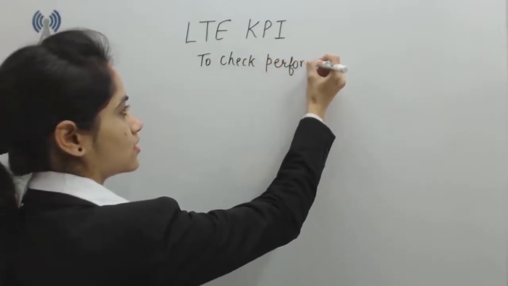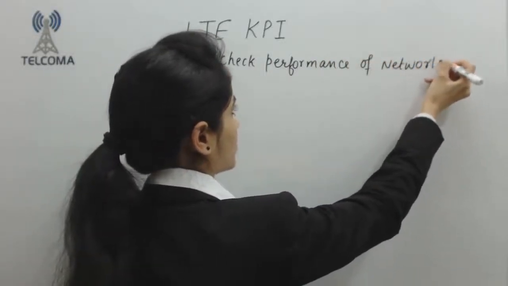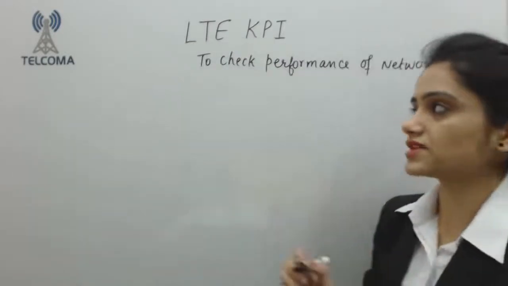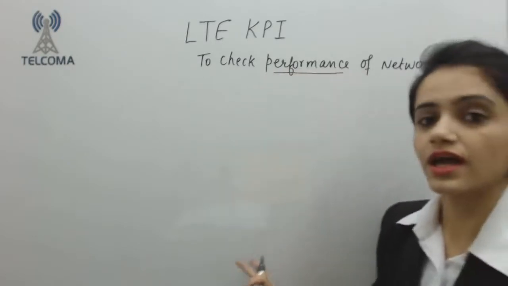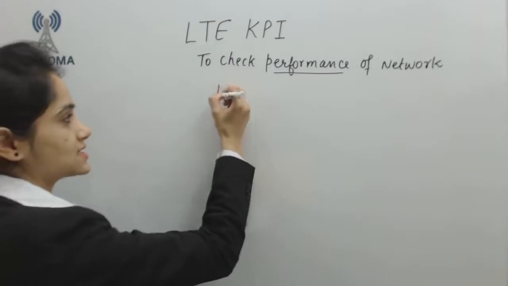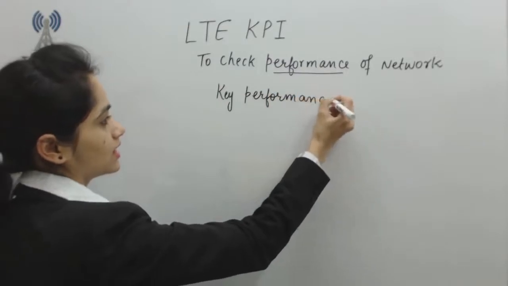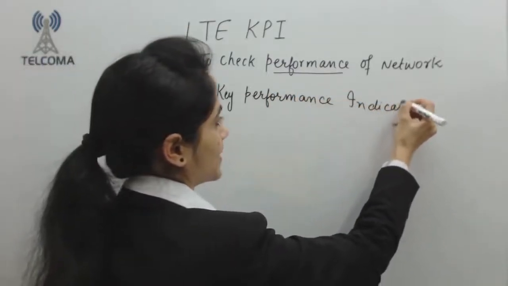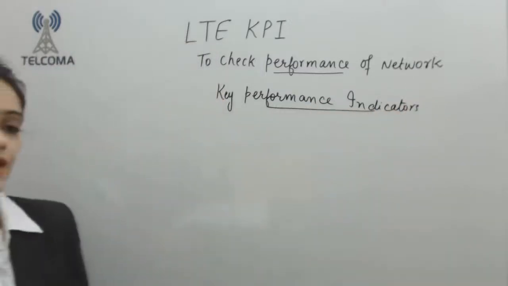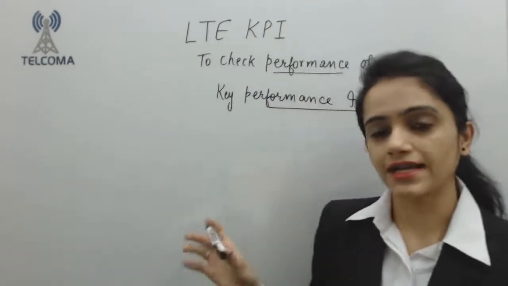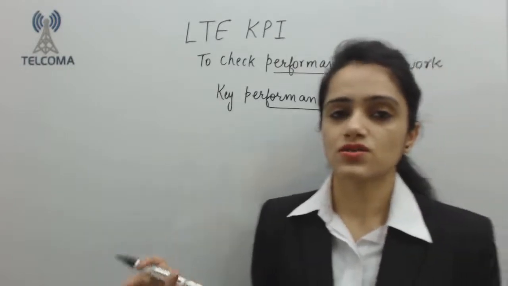That means in the optimization process, we need to check the KPI values and accordingly see what the performance of the network is. As the name depicts, these are key performance indicators, indicators of performance parameters. So we have a KPI list according to the services, and as per the services we need to check the total performance of the network.